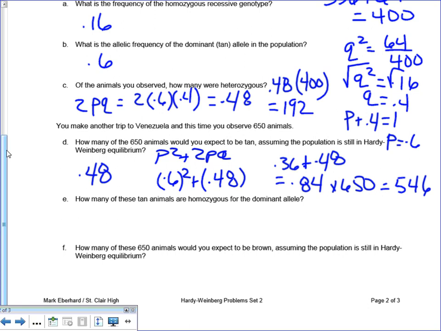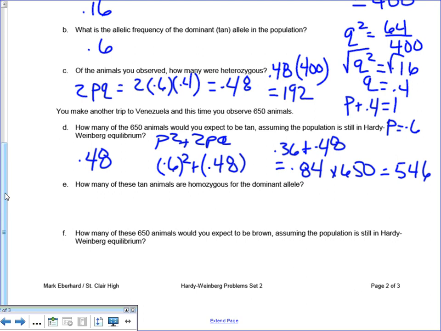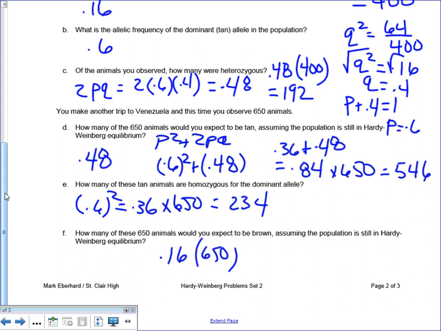So again, we're assuming the population is still in Hardy-Weinberg equilibrium, which means we can assume the frequencies have stayed the same. How many of these tan animals are homozygous for the dominant allele? Well, that's just going to be 36%, 0.6 squared, times 650. 0.36 times 650 would be how much? 234. How many of these 650 animals would you expect to be brown, assuming the population is still at Hardy-Weinberg? So we know from the previous problem that that's 0.16 times 650, and that should be 104. Questions to this point?